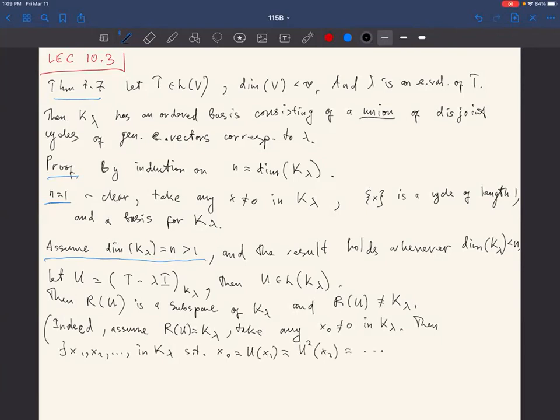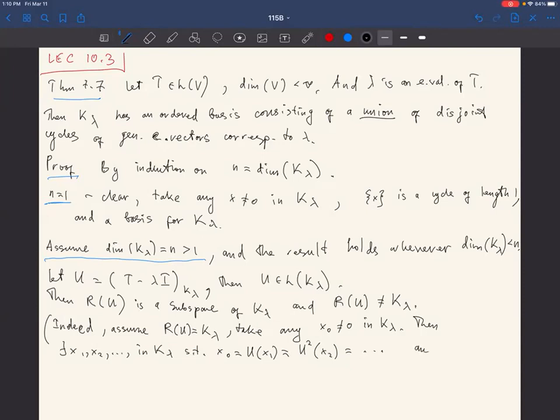Why is this possible? Again, we're assuming that the range of u is the whole subspace k lambda, right? So it means if I take any vector in k lambda, it's the image of some vector in k lambda. So let that vector be x1. But now x1 again is a vector in k lambda, so it is in the range of u. So there exists some vector x2, so that u of x2 is equal to x1, etc. So we can continue building a sequence like this.